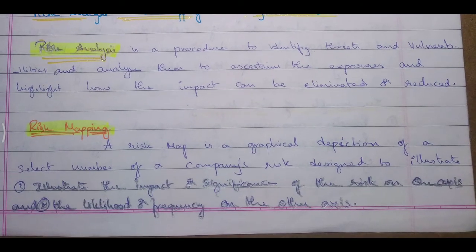Risk mapping. Risk mapping is a graphical depiction of a select number of company risks designed to illustrate the impact or significance on one axis, the likelihood or frequency on the other axis.